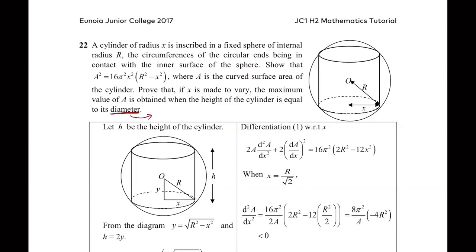Correct. So let's just label this. Diameter means that you have 2x. So what has to be 2x? When the height equals 2x. So in other words, h equals 2x. Right? Okay, so just keep that in mind. We have to substitute in, maybe as a last step. Not sure. Let's just explore the diagram first.